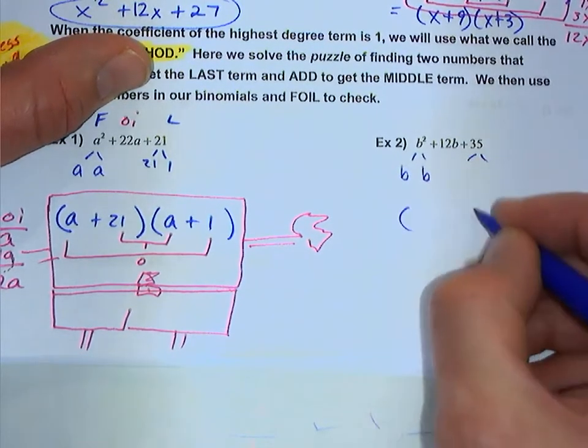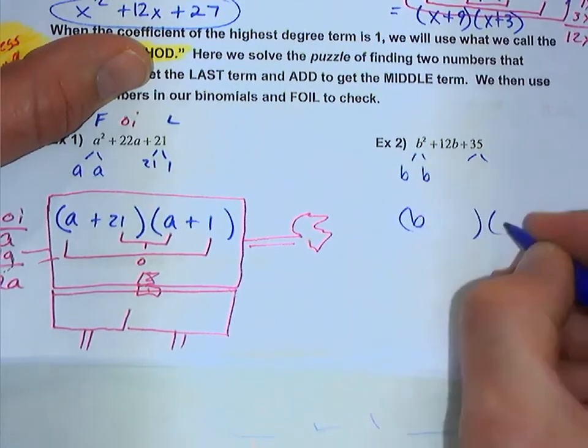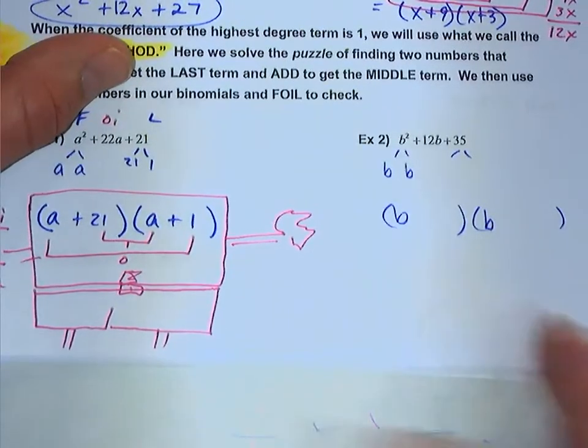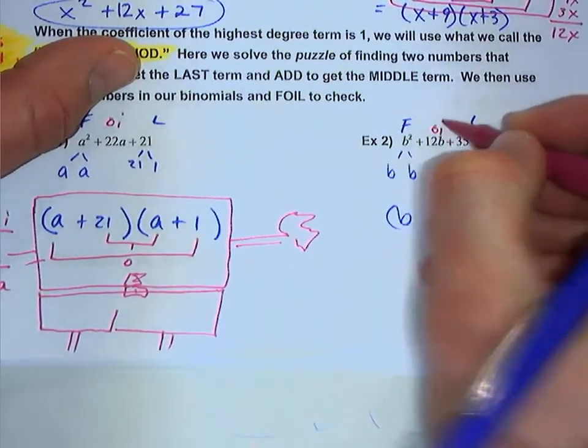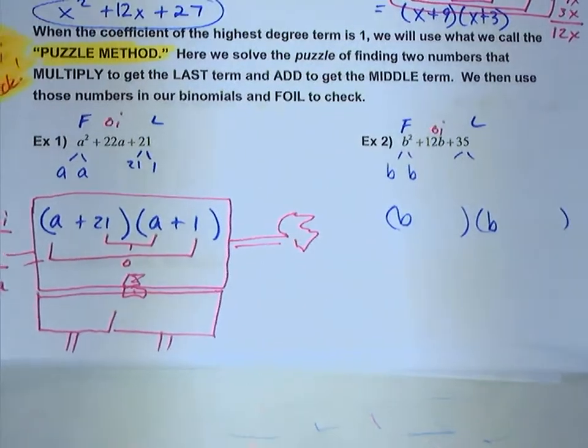B and B, yep. BB. Right here, those go in the first spot. That's again factors of F. And L, we want them to add up to OI. All right, factors of 35.